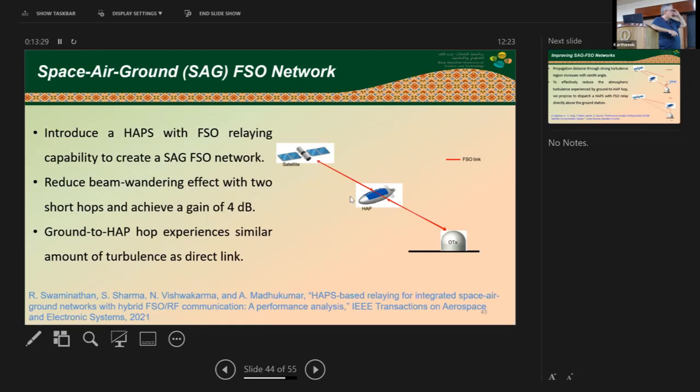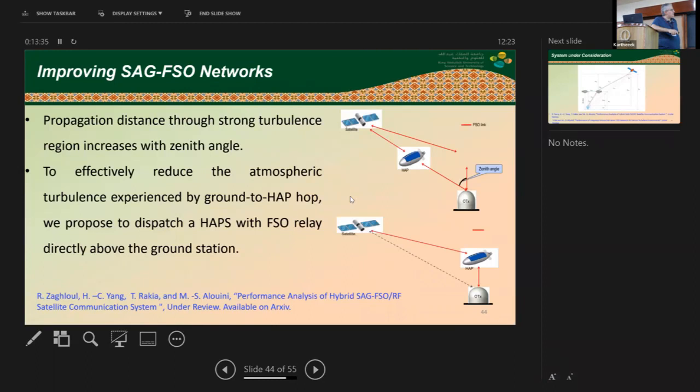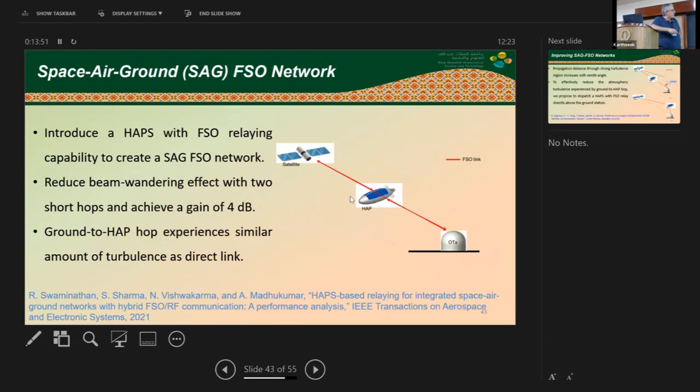Now, actually, we looked at this problem in a little more detail, and we like the idea, and probably we are not the first or only paper talking about that, but we just took that as our starting point. And the question we asked ourselves: how should we position this HAPS? The paper, intuitively or logically, puts the HAPS midway along the path between the optical gateway station and the satellite. But is it the optimal location for the HAPS? And it turns out it's not.